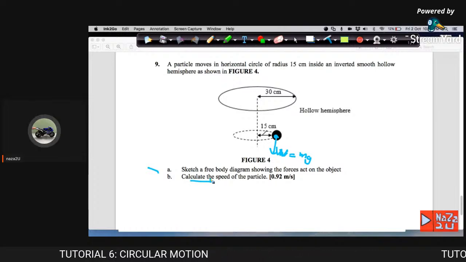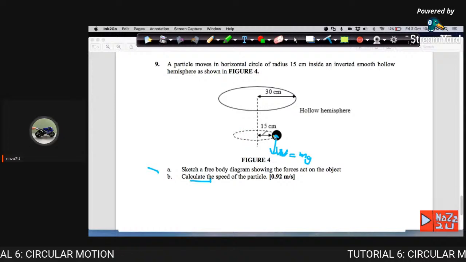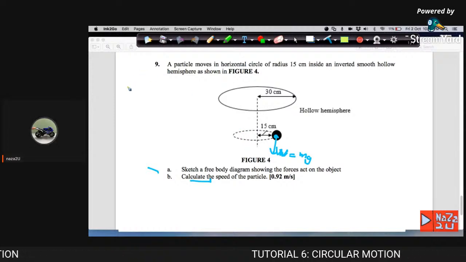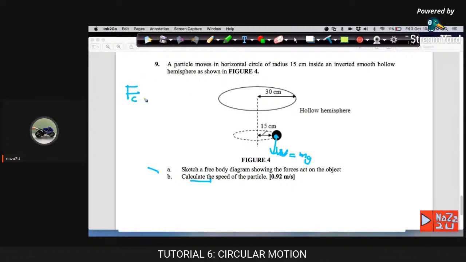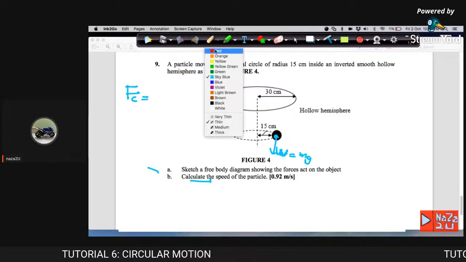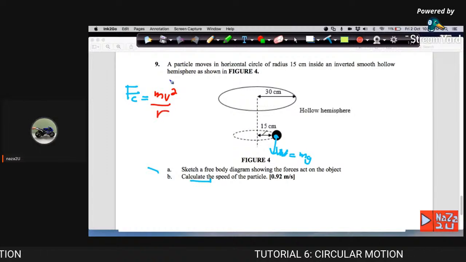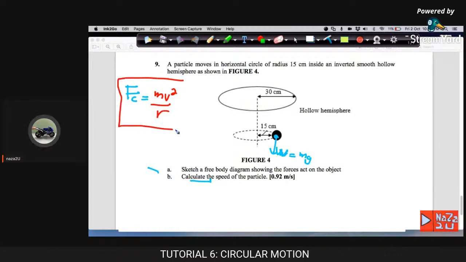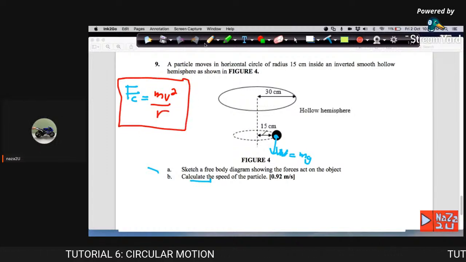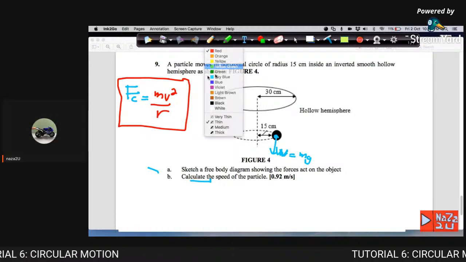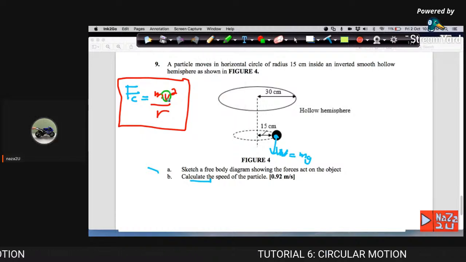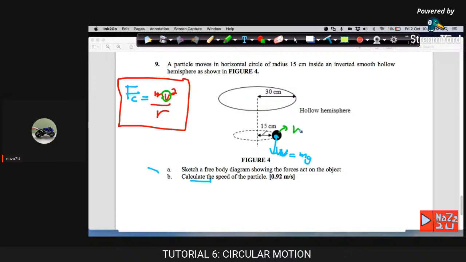The speed of the particle. Because it is moving in circular motion, we have FC here, the centripetal force, or you can use mv square divided by r. This is how you can start to calculate the value of the speed of the particle.